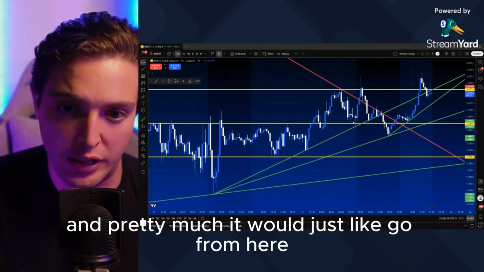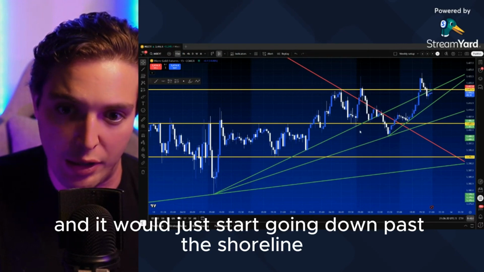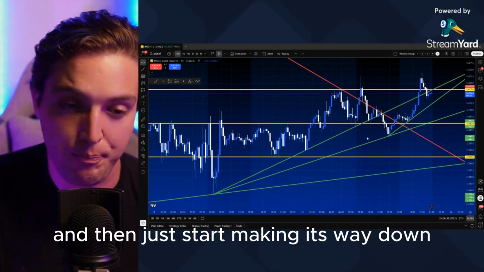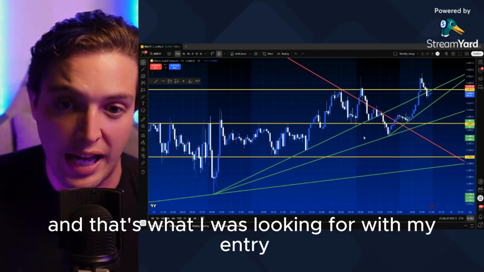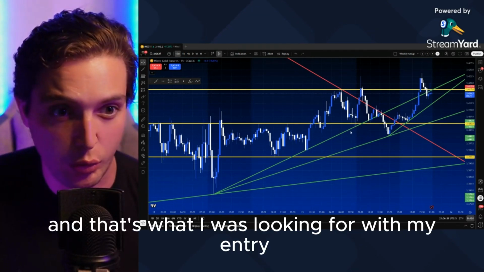And pretty much you would just go from here and it would start going down past the trend line and then just start making its way down. So I was really more looking for the bounce here. And that's what I was looking for with my entry.